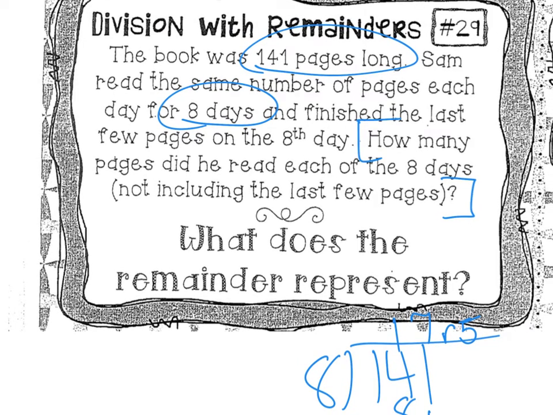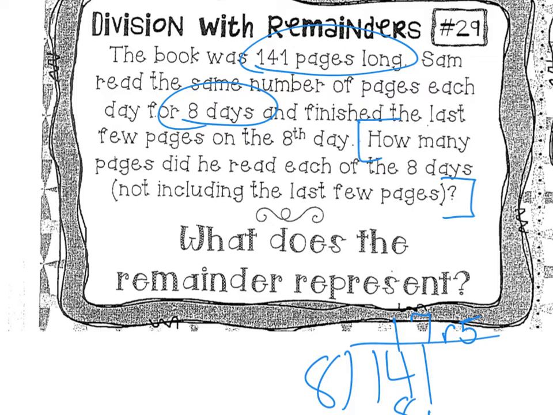Yeah. So going back, I know that the book is 141 pages long. And I know that he read the same number of pages for 8 days, because that's how long he was reading. And then it says, and finished the last few pages on the 8th day. And then it says, how many pages did he read each of the 8 days, not including the last few pages?